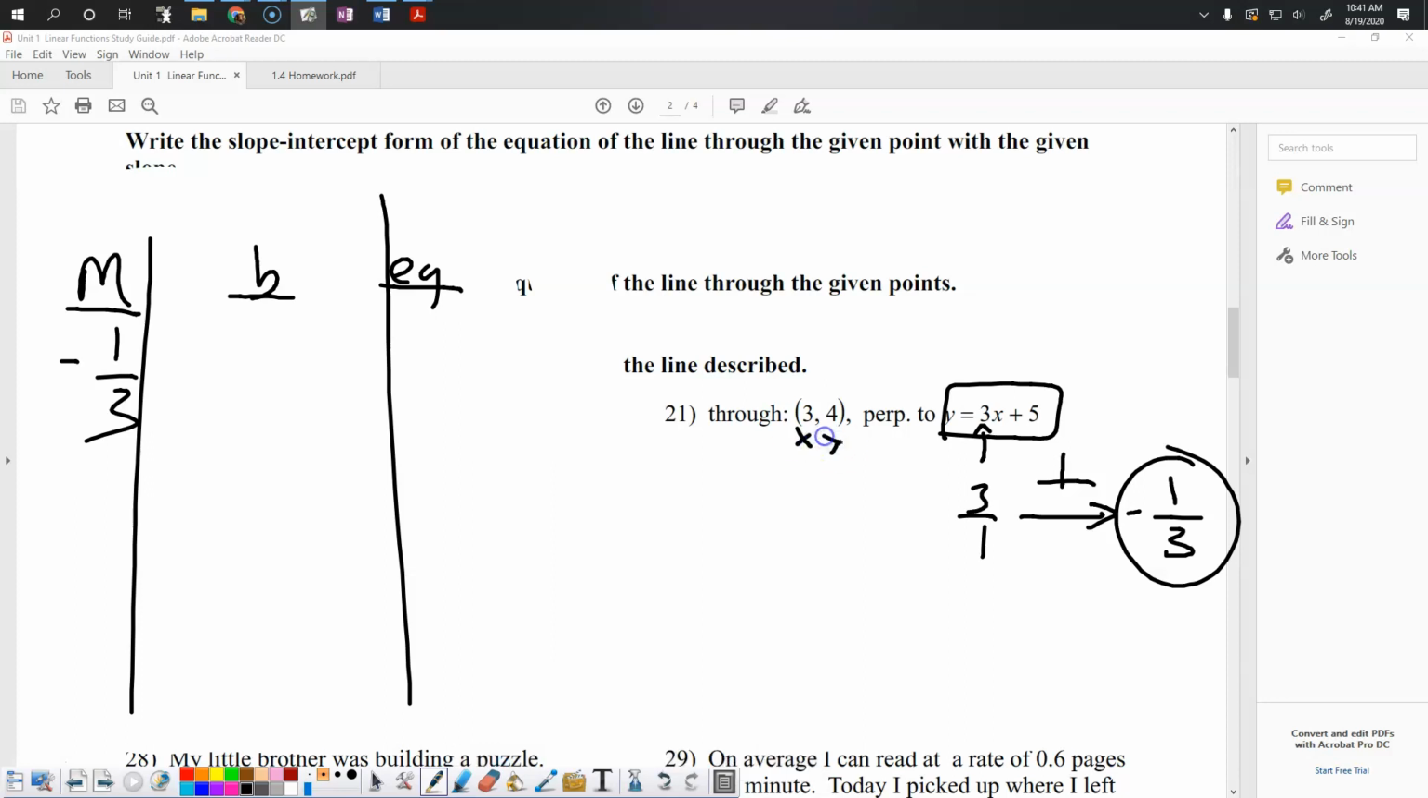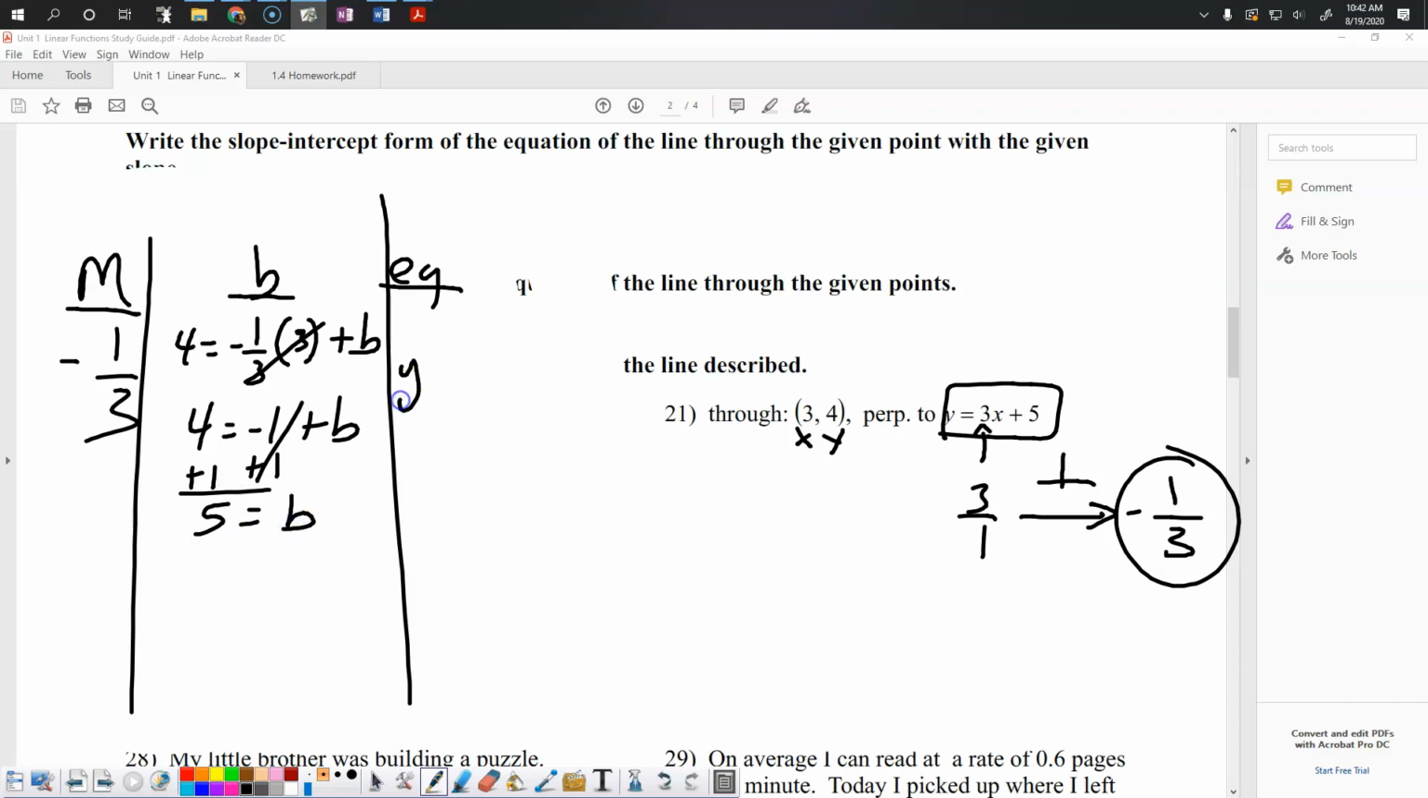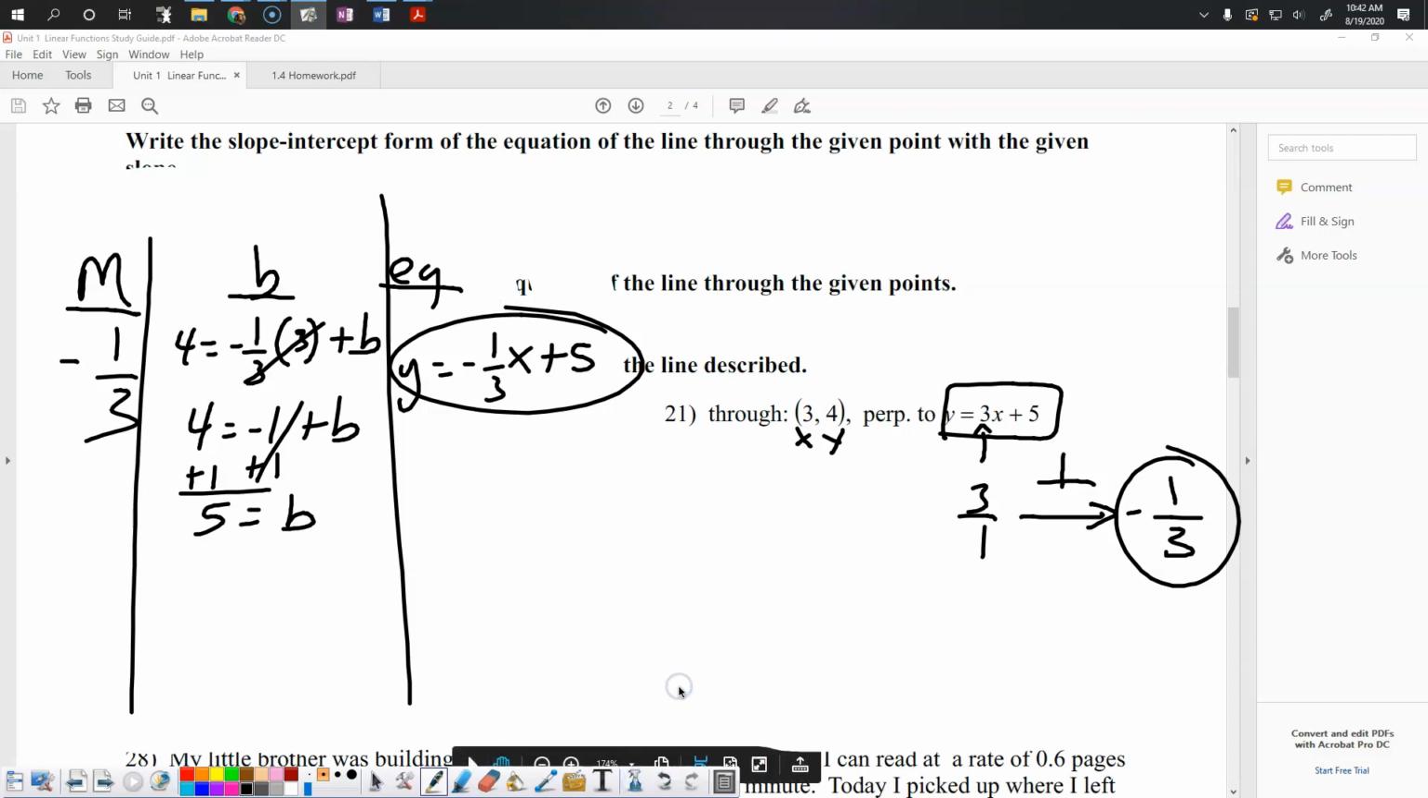So here's my x, here's my y. That's the point that my line needs to go through. So we'll plug in the 4 for the y. We'll plug in the negative 1/3 for the m. And we'll plug in the 3 for the x. In this case, the 3's cancel. That's kind of nice. No fractions. And we get b equals 5. So the final equation for that one would be y equals negative 1/3 x plus 5. Okay. Moving along.